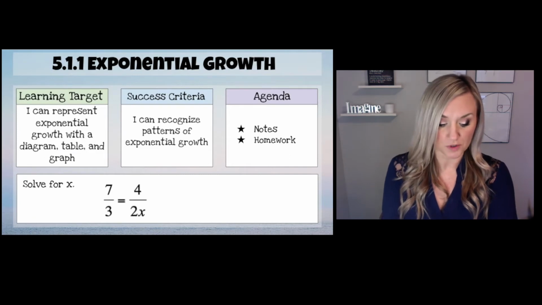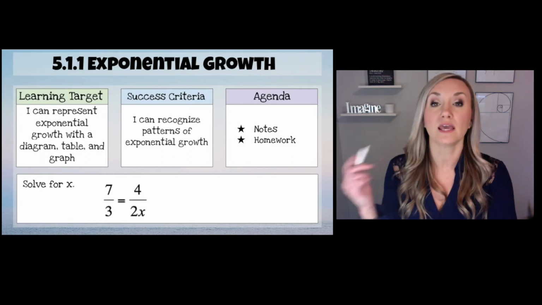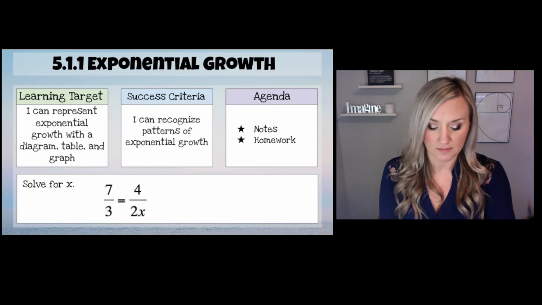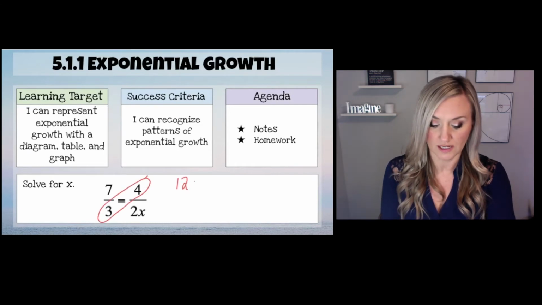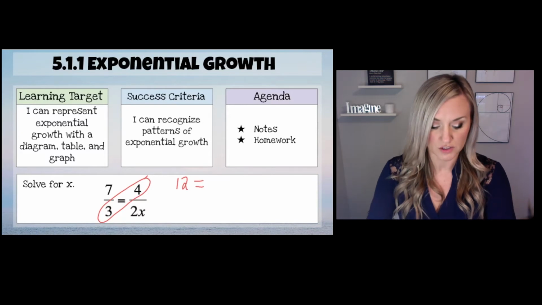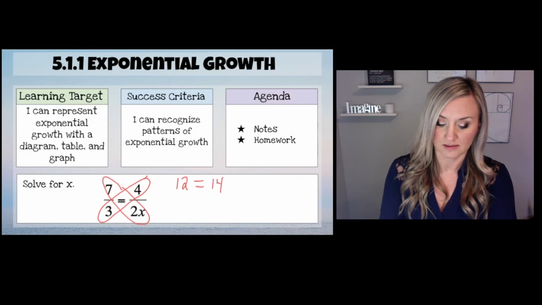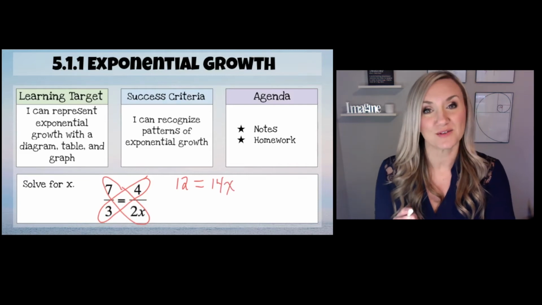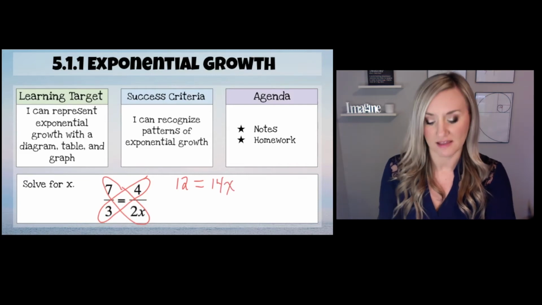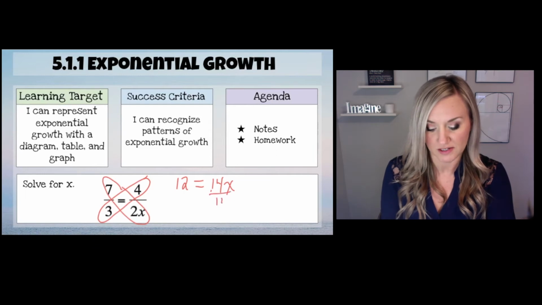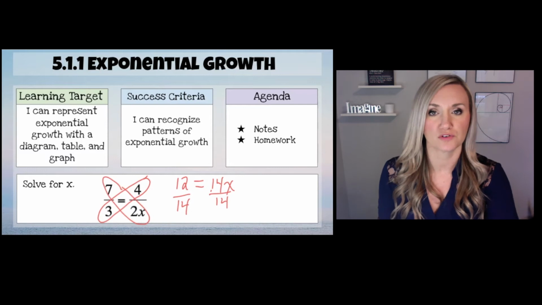So for this proportion, what we can do is we can cross multiply, meaning I can take the 4 times the 3, which is 12, and I can set it equal to the 7 times the 2x, which is 14x. Then you guys know the next step. 14 is multiplying the x. So the opposite or the inverse is to divide by 14. And we have x is 12 over 14.